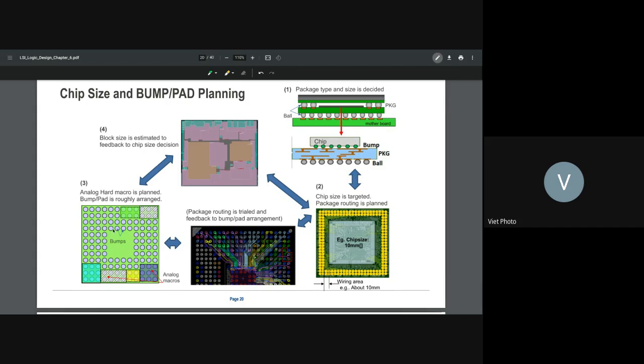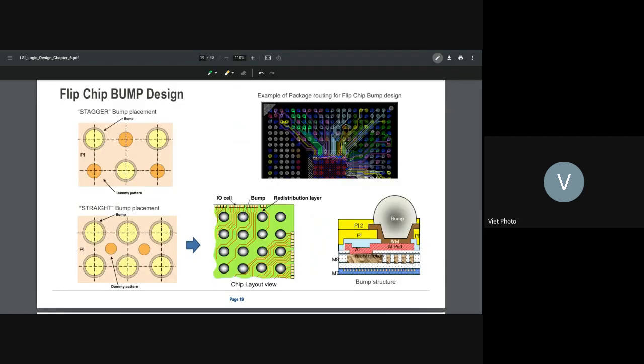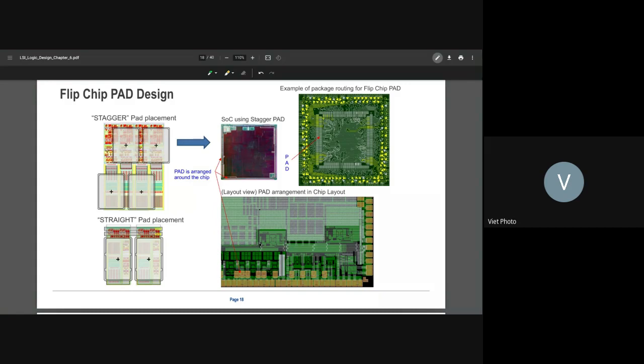So actually the chip can be like this. The bump here, oh, this is the flip chip. So the flip chip, all the bumps are over the chip. Okay, let me show you. Yeah, here is the wire bond, but there is some confusion here.